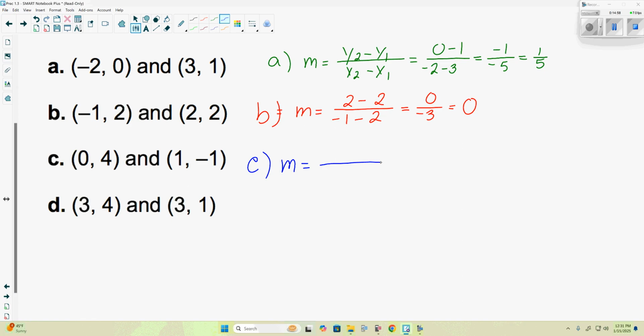C. I'm going to go 4 first, so 4 and 0, and then negative 1 and 1. Well, our 4 minus negative 1, the negative and negative make a plus, giving us 5. 0 minus 1 is negative 1, and 5 divided by negative 1 is negative 5. Finding slope.